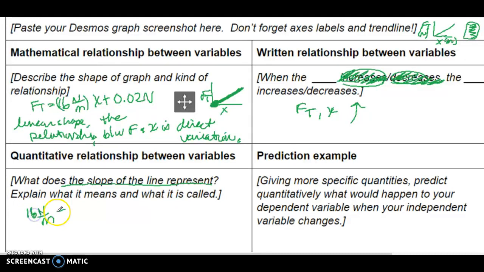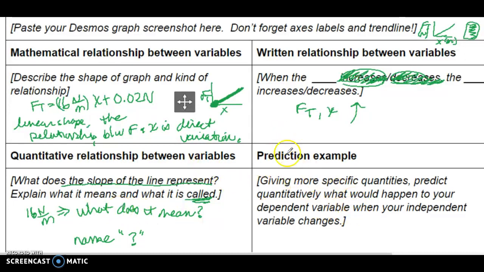16 newtons per meter. What does it mean about the spring? You can look at what we just talked about in the video before. And what is it called? Remember, it has a name and it has a letter, right? And what does it mean? That's what we talked about on the last page. So I'm going to let you figure that out. But that's what's going to go here.